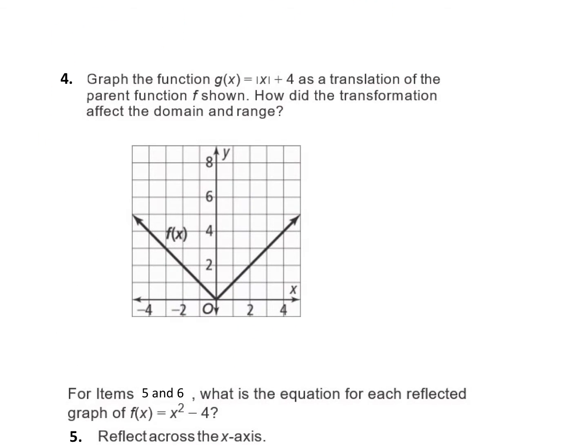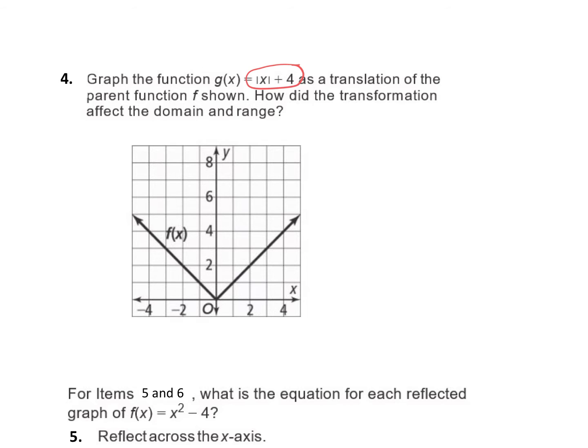Graph the function g of x equals absolute value of x plus 4 as a translation of the parent function f shown. So here's our parent function. Your parent function of absolute value of x is at the origin for the vertex, and it has that up 1 over 1 pattern. Up 1 over 1, up 1 over 1, up 1 over 1. So how does a transformation affect, or if we were to graph absolute value of x plus 4, what does that do?